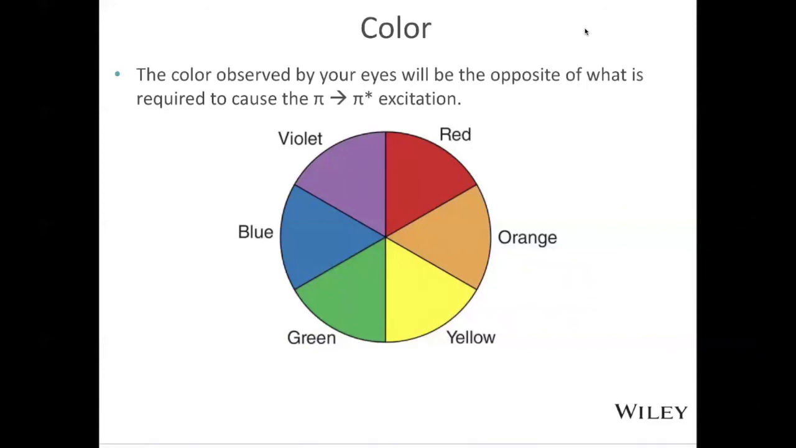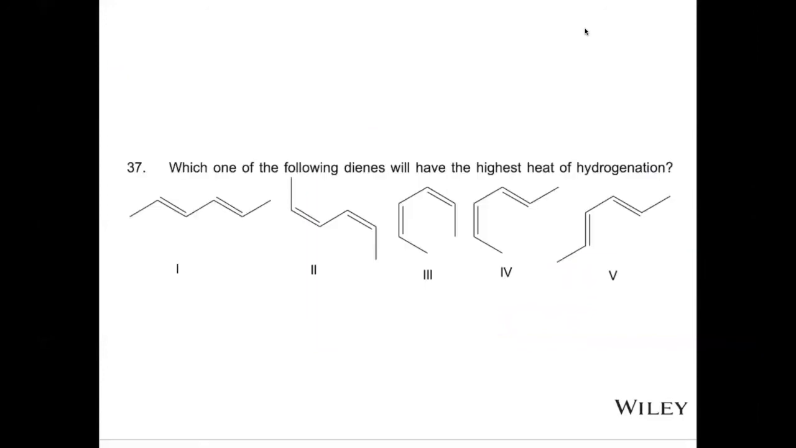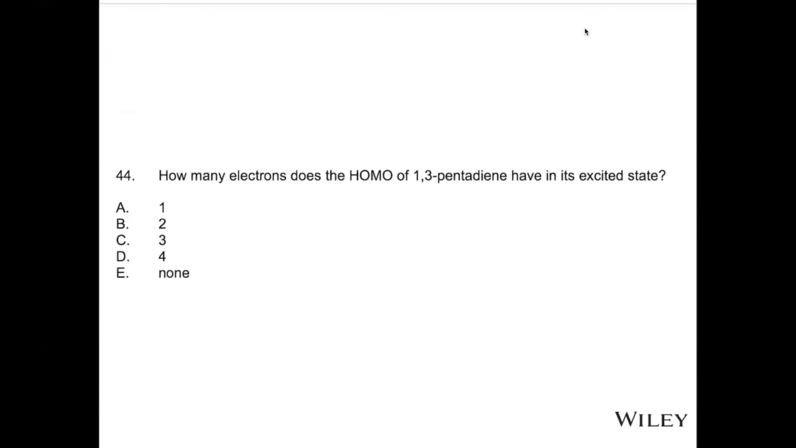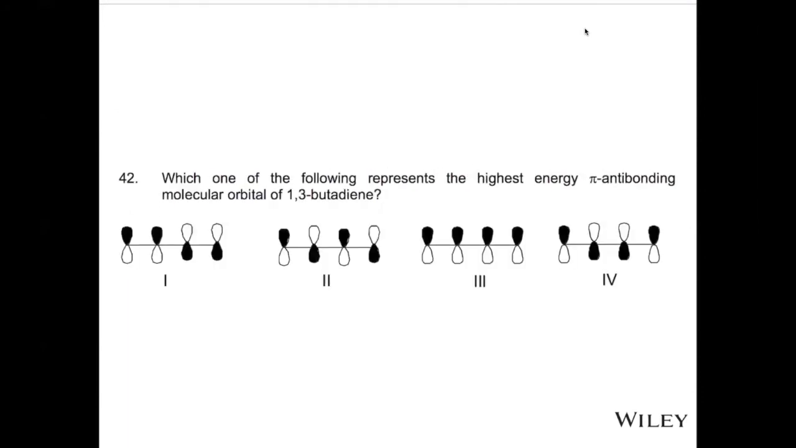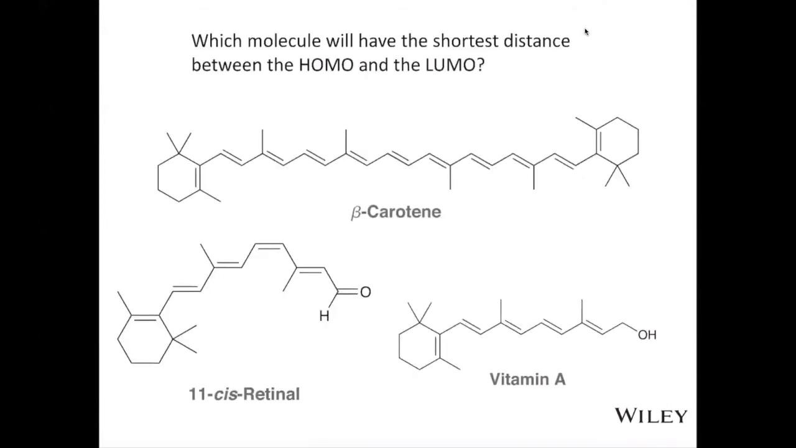Okay, so I'd like you to think about which one of these dienes will have the highest heat of hydrogenation. So remember, heat of hydrogenation is the energy given off when it goes from an alkene all the way to an alkane. How many electrons does the HOMO of 1,3-pentadiene have in its excited state? And which one of the following represents the highest energy pi anti-bonding molecular orbital of 1,3-butadiene? And finally, which molecule below do you think will have the shortest distance between the HOMO and the LUMO?